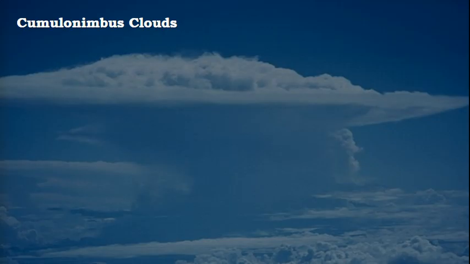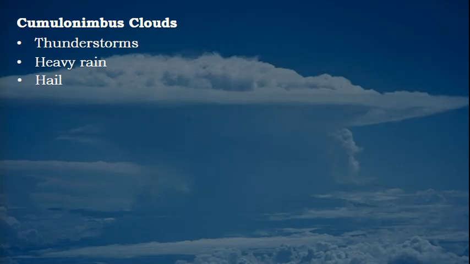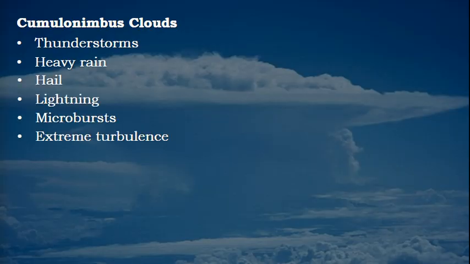While there are many types of clouds, there are only a few that will be required to be known for the Part 107 exam. The first is the cumulonimbus, sometimes referred to as CB. These are the most dangerous clouds for drone operations. Cumulonimbus are associated with thunderstorms, heavy rain, hail, lightning, microbursts, and extreme turbulence.